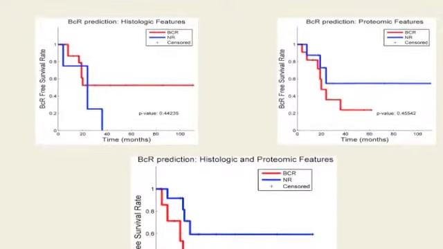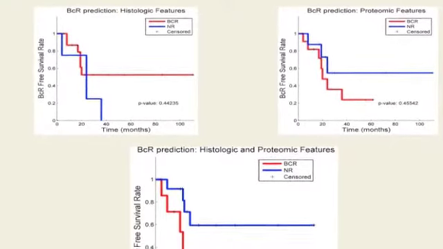We digitized the images and looked at the histomorphometric features and created Kaplan-Meier curves based off the histomorphometric features alone, the proteomic molecular features alone, and then combined the proteomic and the histomorphometric features and created a fused predictor. And these are the results that we got and were showcased in the paper.